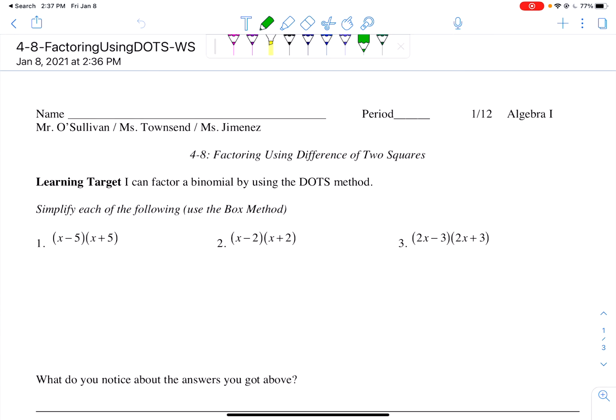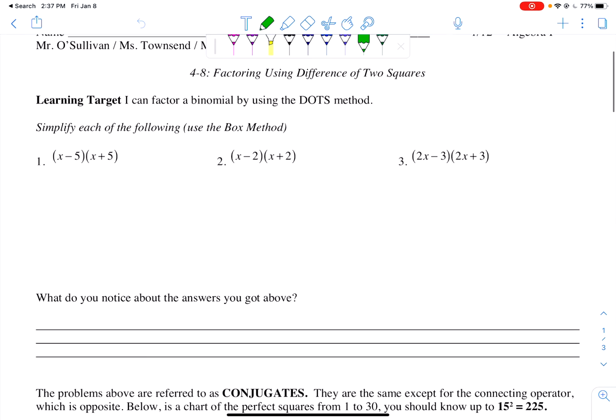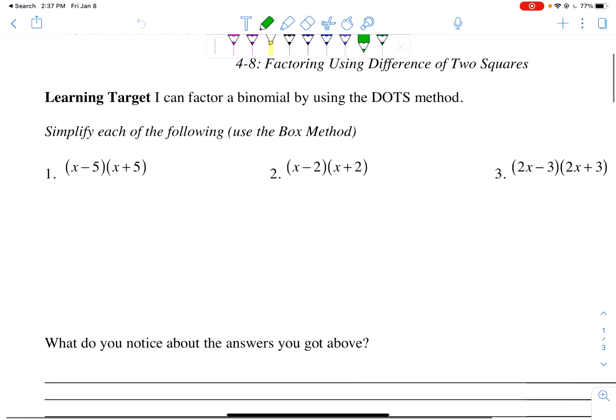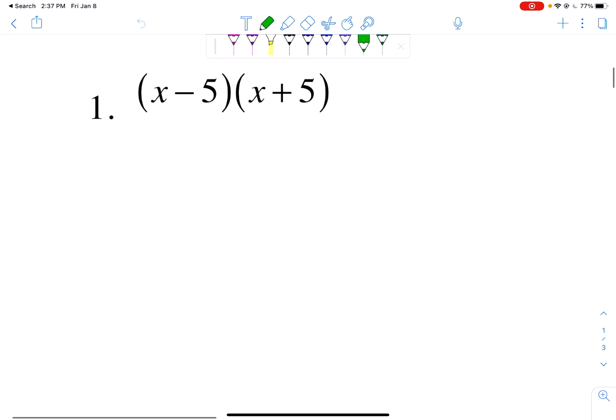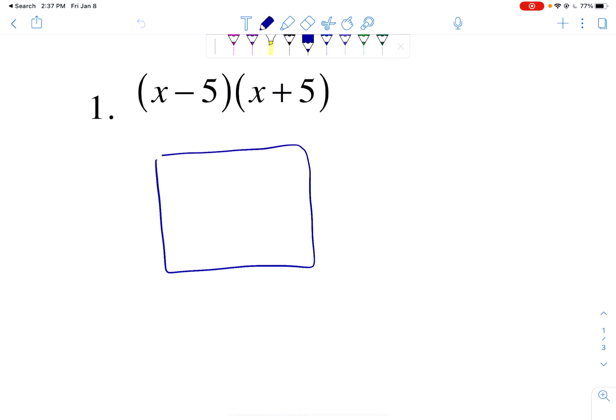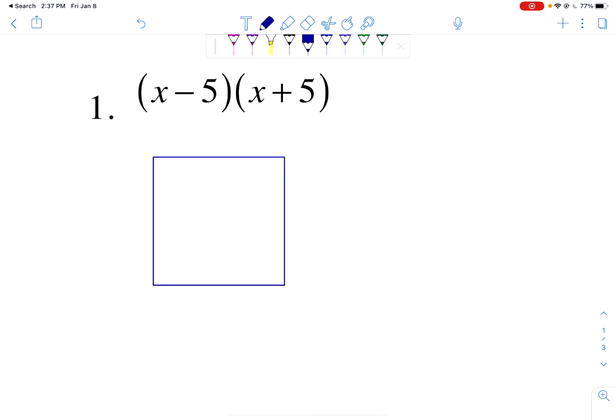So before we begin, we're actually going to simplify each of the following using the box method. We're going to multiply x minus 5 by x plus 5, x minus 2 by x plus 2, and then 2x minus 3 by 2x plus 3. So the first thing I do is I draw my box. So x minus 5 times x plus 5. And we're not going to use FOIL, we're going to use the box method or the area model, whichever way you want to call it.